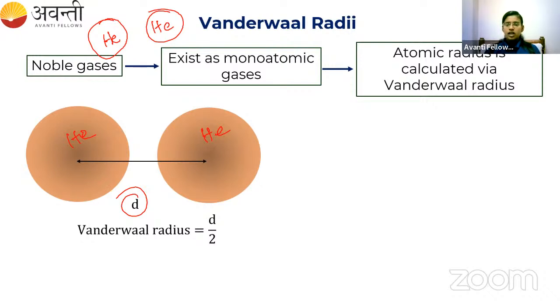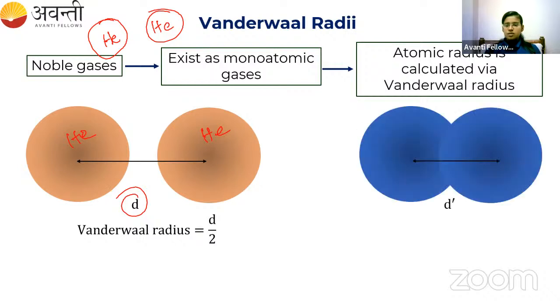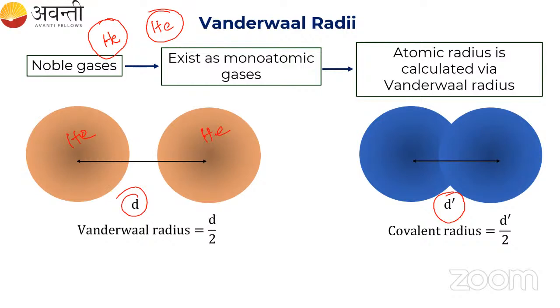So now I will ask you a question. This is the picture which denotes the covalent radius. The internuclear distance is denoted by D dash, and D dash divided by 2 is the covalent radius. Now if I compare van der Waals radius and covalent radius, which radius will be more? Van der Waals or covalent? What is the order? Which radius will be more?